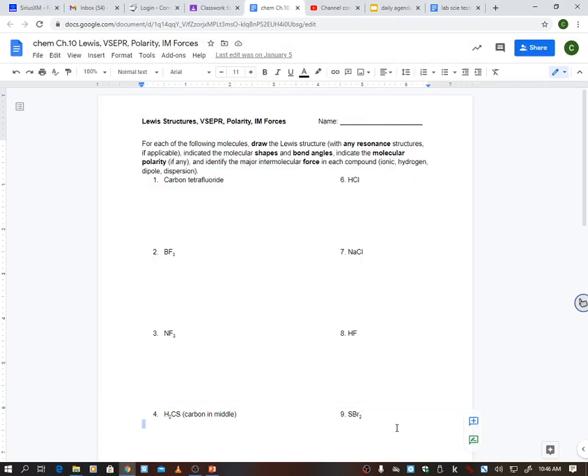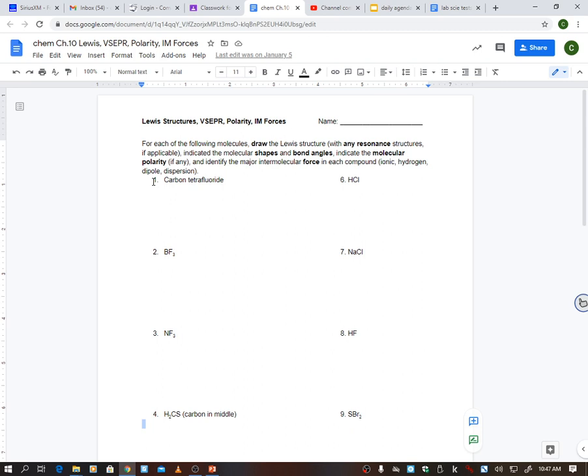Alright guys, on this homework, you are going to be doing everything that we've done this chapter so far. Now this one, carbon tetrafluoride, I kind of threw this in there to go back to chapter 5, make sure you know how to write carbon tetrafluoride. If you're not sure, send me something right away, and I'll talk you through that. But that is chapter 5, knowing how to write those.